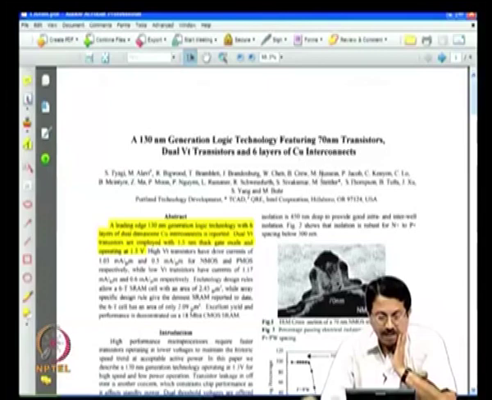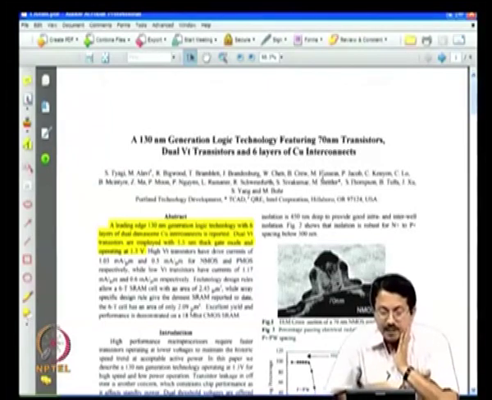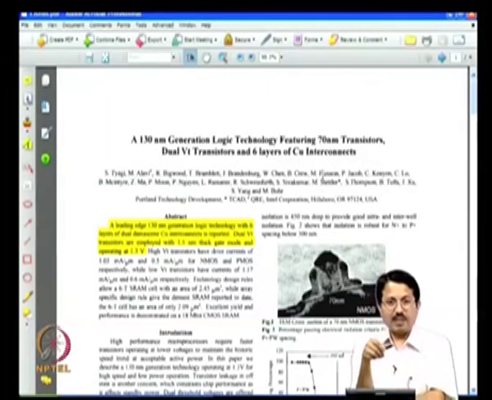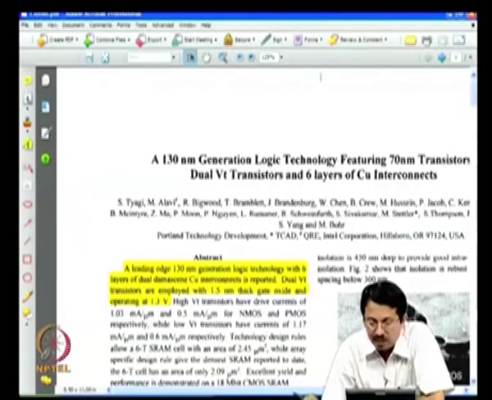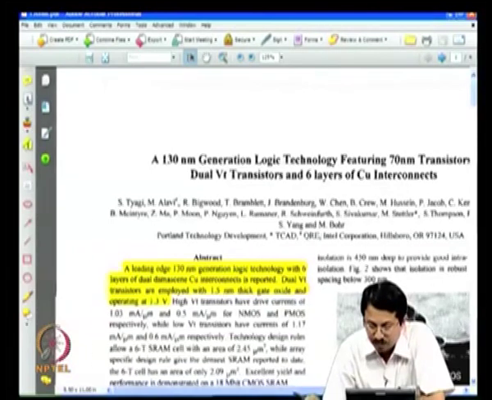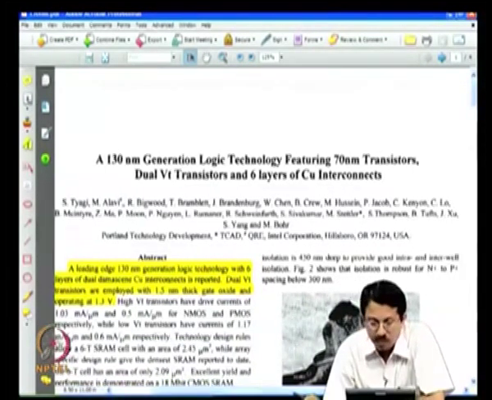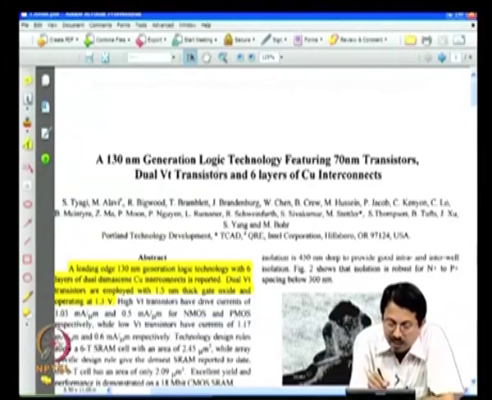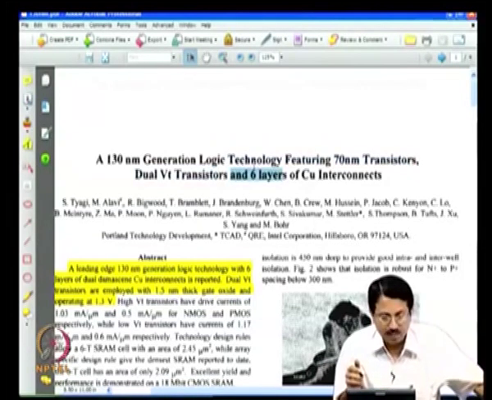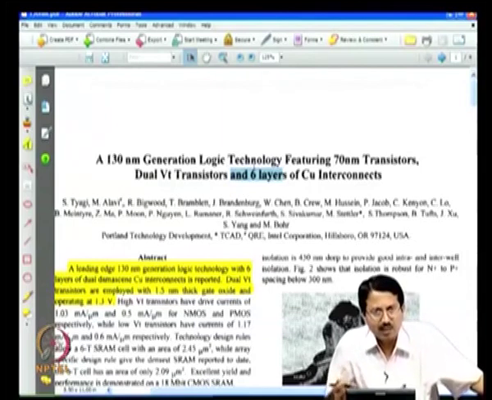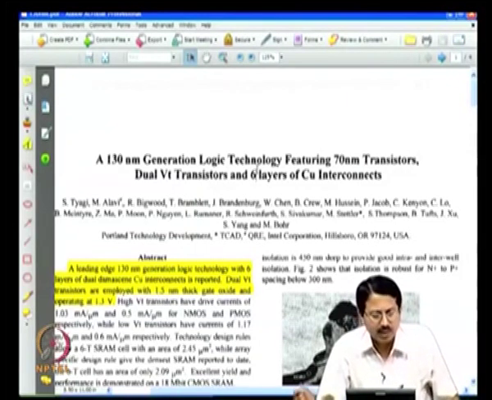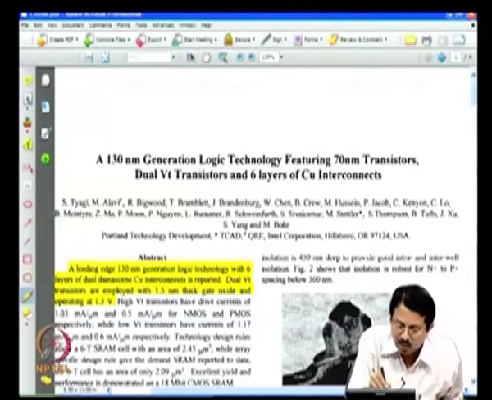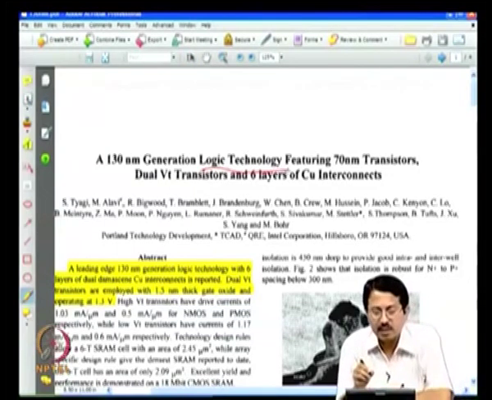So, let us now look at the subsequent technology, the 130 nanometer generation logic technology, again a logic technology, because Intel does not make standalone memories. The only product they offer, and that is essentially their lifeline, is very high end microprocessors, and hence this is a logic technology, not a memory technology again.